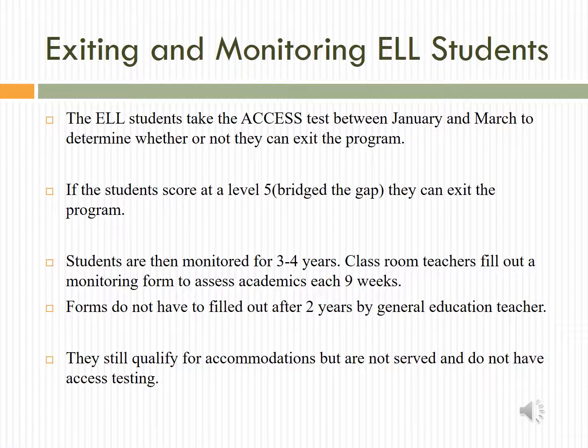Exiting and monitoring ELL students. The ELL students take the ACCESS test between January and March to determine whether or not they can exit the program. If the students score at a level 5, which means they've bridged the gap, they can exit the program. As discussed earlier, there are 5 levels. Students are then monitored for 3 to 4 years.